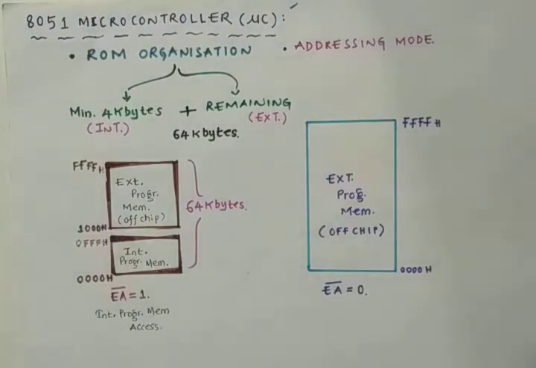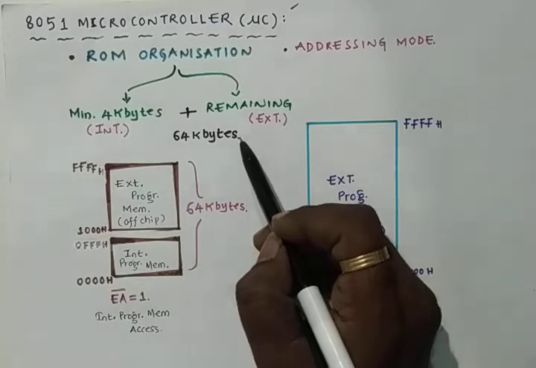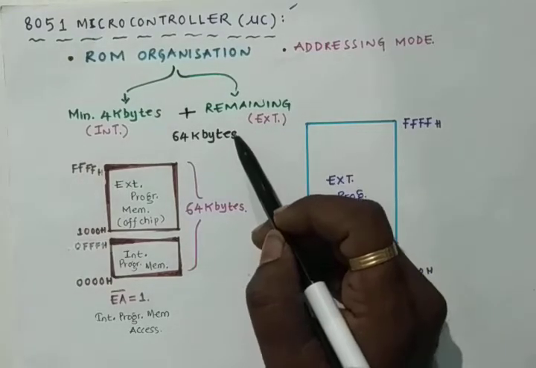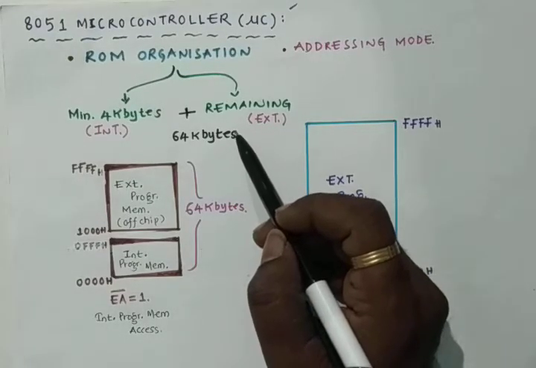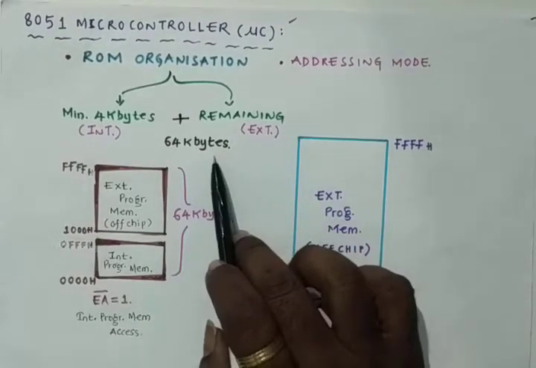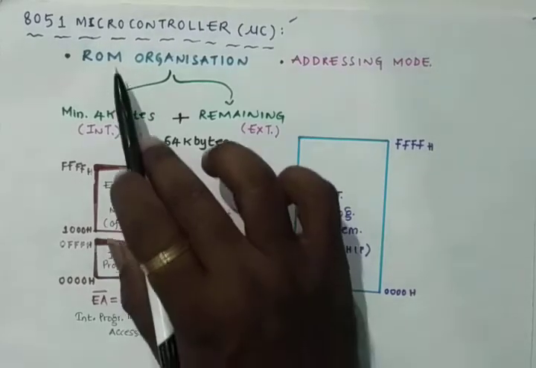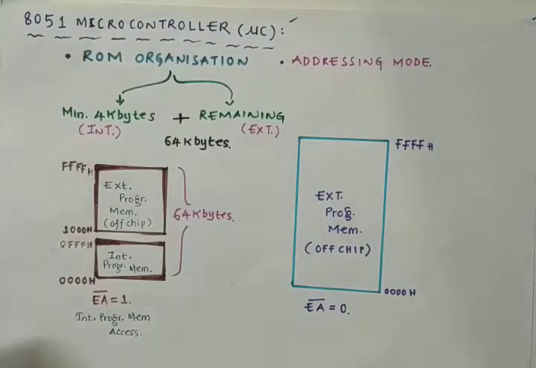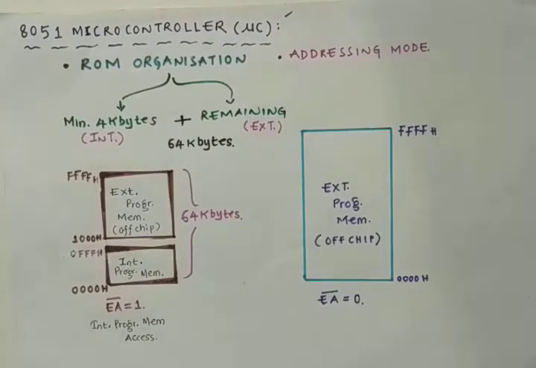We know that the 8051 microcontroller has a 16-bit address bus. A 16-bit address bus means it can access memory of 2 power of 16, which is 64 kilobytes. So the 8051 can access 64 kilobytes of ROM as well as 64 kilobytes of RAM. In the morning class, we discussed how the 64 kilobytes of RAM, that is the data memory, can be organized in the 8051.